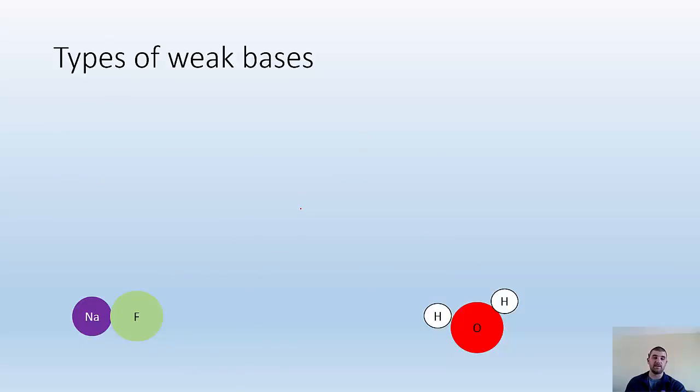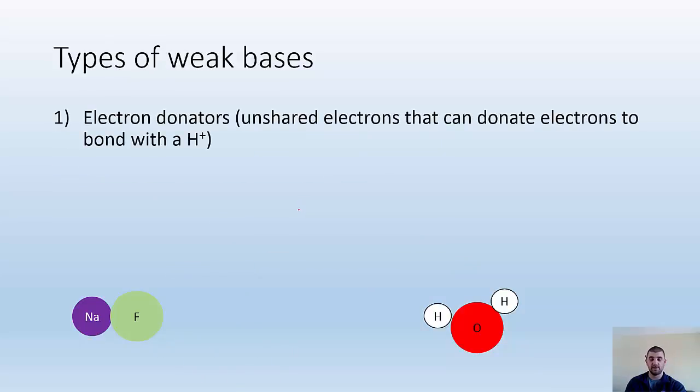All right, so types of weak bases. They can be electron donators. Basically, they can have unshared electrons that can donate electrons to bond with an H plus. For example, in the last thing that we just looked at, NH3 had this lone pair of electrons that it was able to take and give to an H plus and make a bond with it, giving it NH4 plus and OH minus.